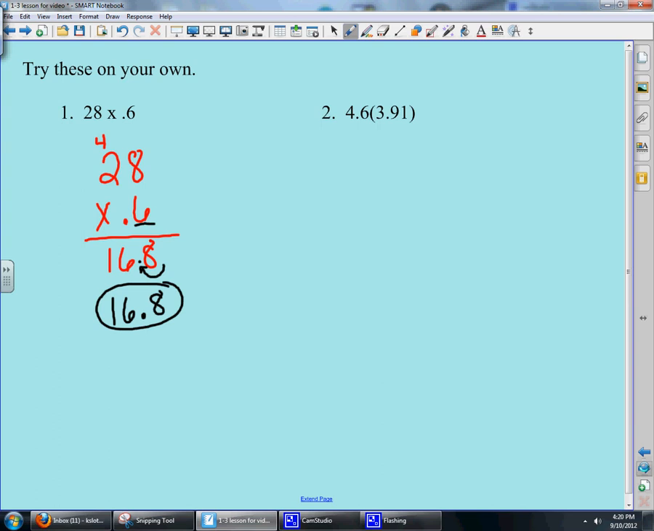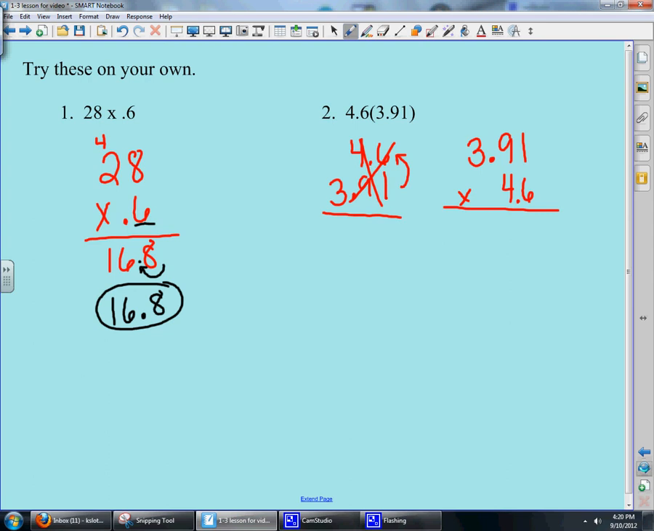Let's try the next one. 4.6 times 3.91. What you might want to do first is you might write your problem like this. And remember, you don't have to line the decimal points up. But it's kind of hard when you have a number with more digits on the bottom than you do on the top. So we want to switch these around. So we don't want to multiply like this. We want to take the number that has the most digits and put it on the top, and then the number with fewer digits on the bottom.